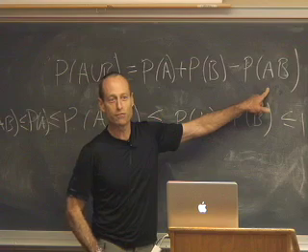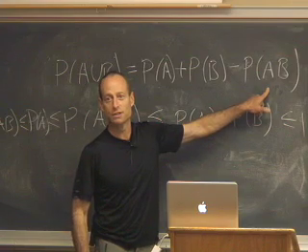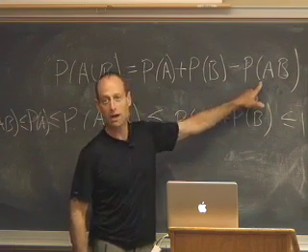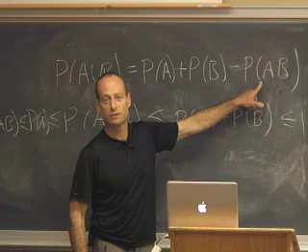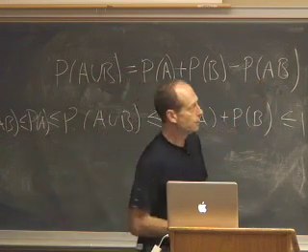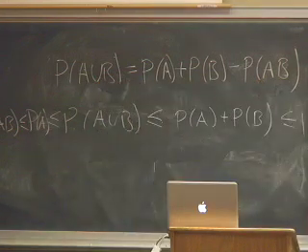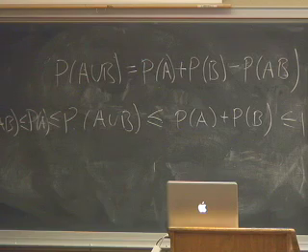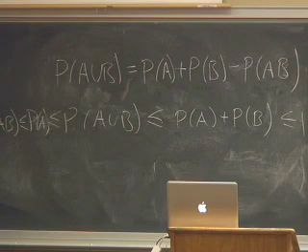That intersection has positive probability. It's the chance that both the first and second cards are aces. So this piece I'm subtracting is a positive piece, right? So the chance that either A or B happens isn't as big as the chance of A plus the chance of B. It's less than that. So this is it, right?